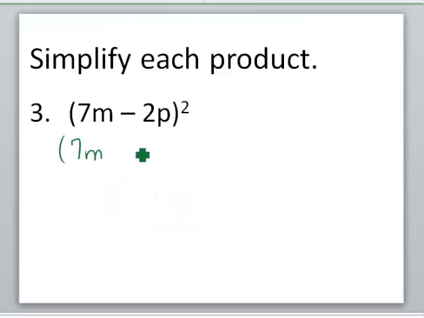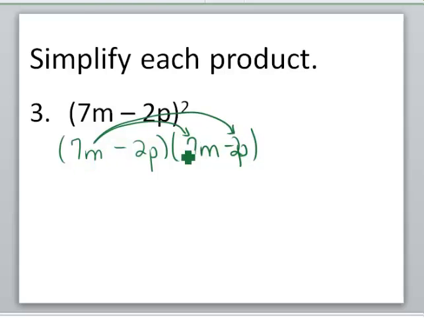Again, I'm going to rewrite 7m minus 2p times 7m minus 2p. So I'm going to take my 7m and distribute it to the second set of parentheses. 7 times 7 is 49. M times m is m squared. 7m times negative 2p. 7 times negative 2 is negative 14. And then I'll write mp.